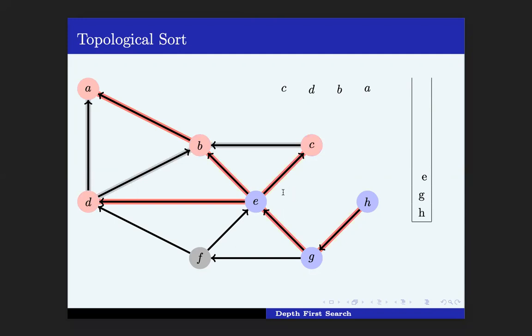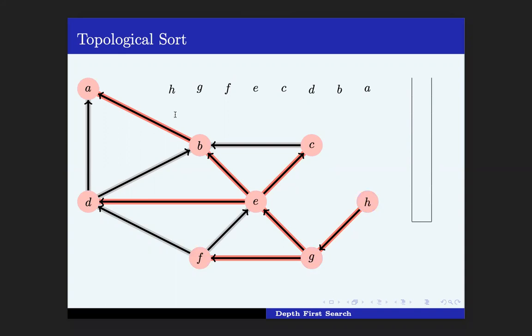At the time, we come back to E, and E is done. E doesn't have any other neighbor going out of it. So E is done. Then you go to G. So G is not done, so you have to go to F. So you finish F, then you finish D, then you finish H.